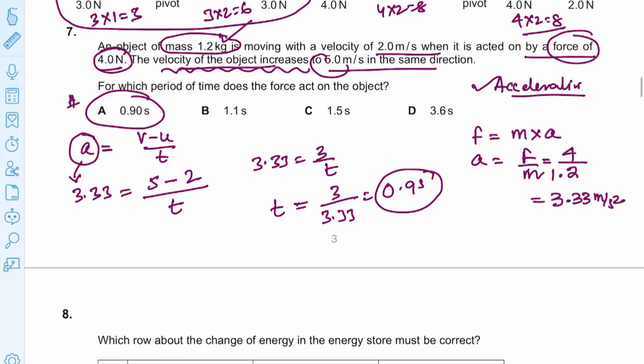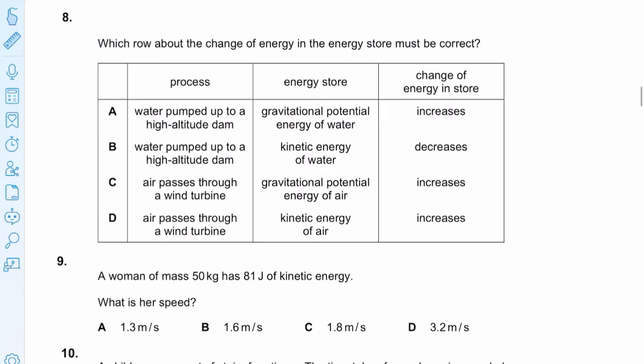This is a very good question. Question number 8. Given that, in whichever row the change of energy in the energy store must be correct. The first option: water pumped up to a height, the altitude of a dam. The energy store is GPE, gravitational potential energy of water, and the change of energy in the store increases.